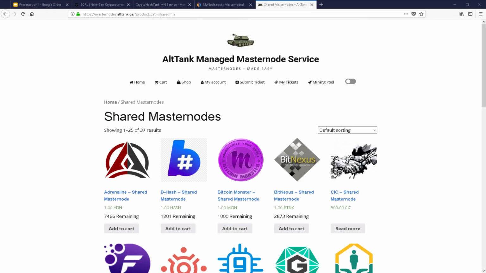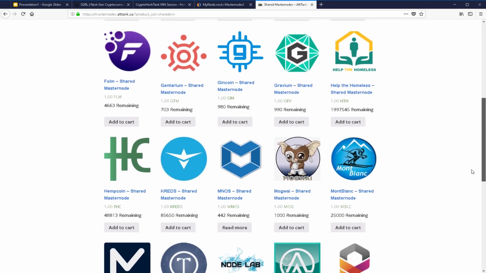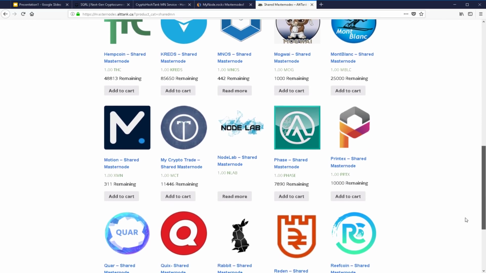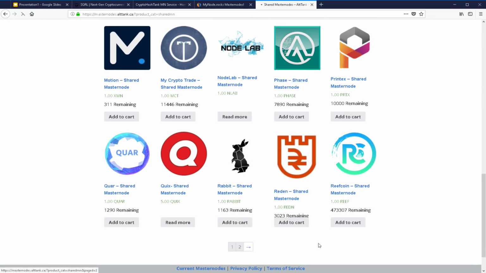I'll jump over now. The next one that you've shared is called alttank.ca. Yeah, and Alttank actually has their own pools, but they expanded into masternodes. That's very interesting. So they've got pools for the masternodes that you want to mine to, and masternodes for the coins that you can mine. They have a pool for some of the masternodes, some of them they don't. But they offer both, and it's what their community wanted them to do.